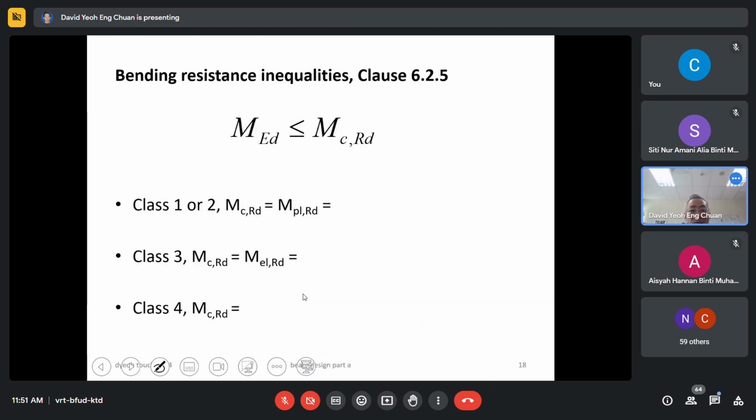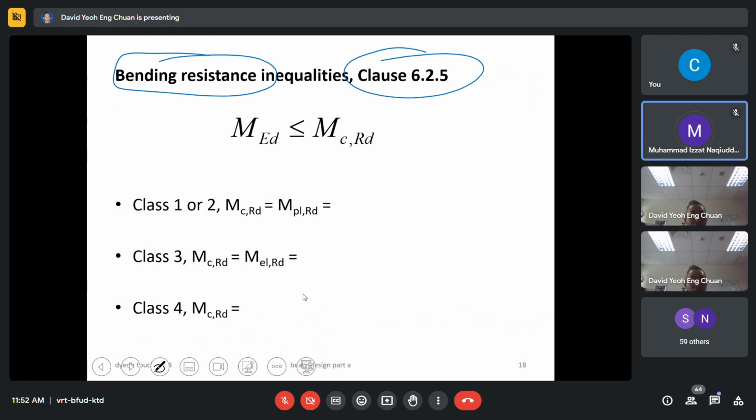Okay, the next thing is the bending resistance. That's the bending resistance. Where is this? Clause 6.2.5. Clause 6.2.5, Muhammad Izzat Nakiuddin. Yes, sir. Okay, where is this? What page? 6.2.5. Now, all the formulas that I have introduced here, please go and highlight in your Eurocode, okay? The one that you have printed out.